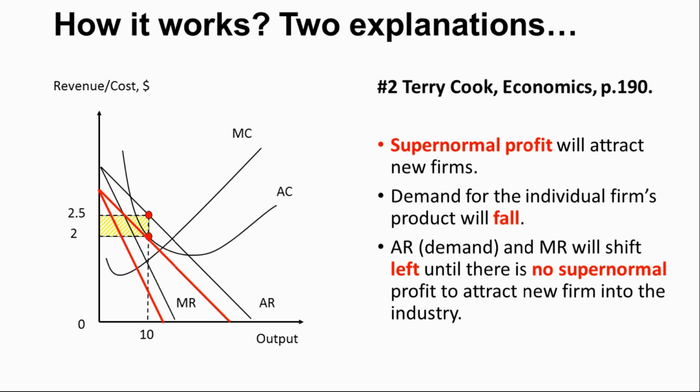These are the two explanations why in the long run a company will not have a supernormal profit and will have only economic profit. And again, please, I remind you that economic profit does not mean zero. It means that the company is earning some profit which covers opportunity cost, still have some profit.